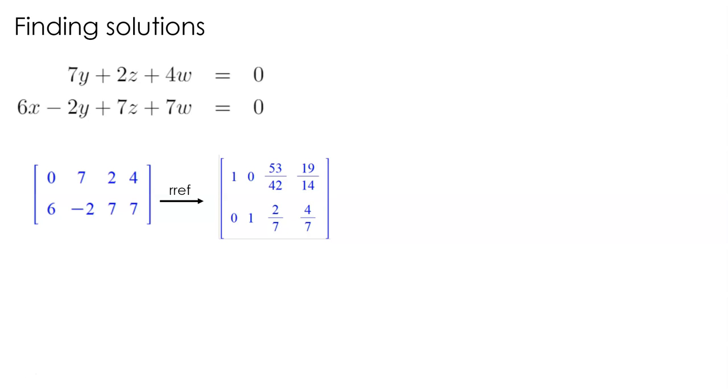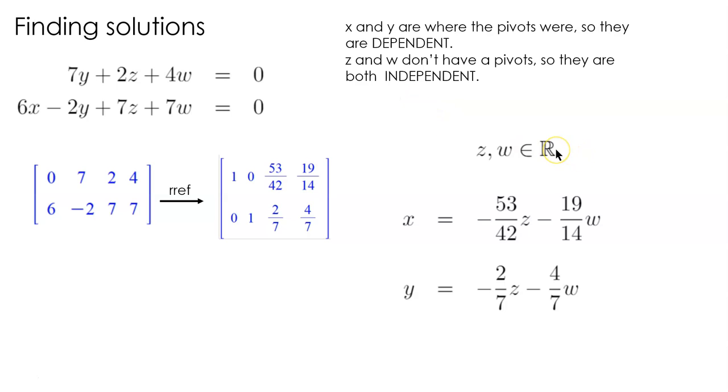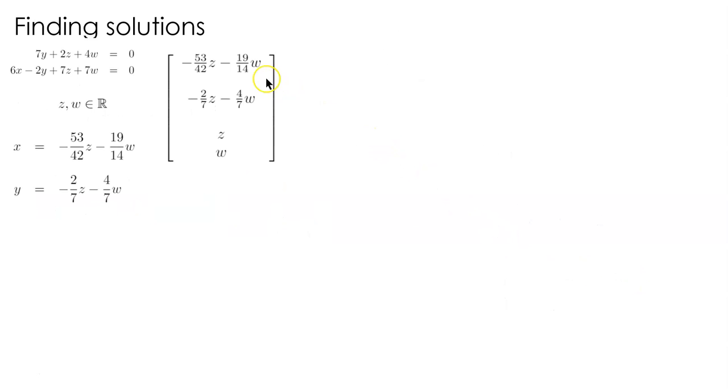Notice that x and y have pivots. Z and w don't. So x and y are dependent and z and w are independent. Z and w can be any real number, but x and y are going to be written in terms of z and w. So let's write this as a vector. The vector is, this is my x expression, here's my y expression, here's z, here's w. I want to clean this up. Boy, do I want to clean this up.